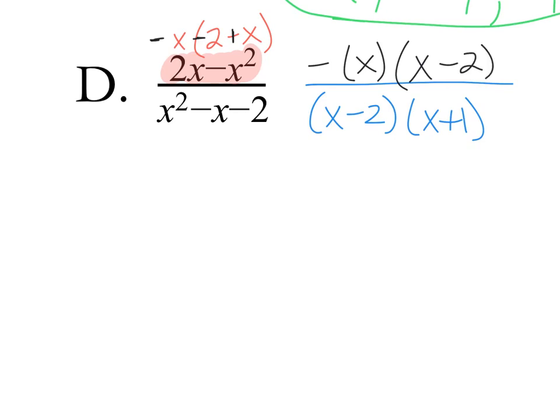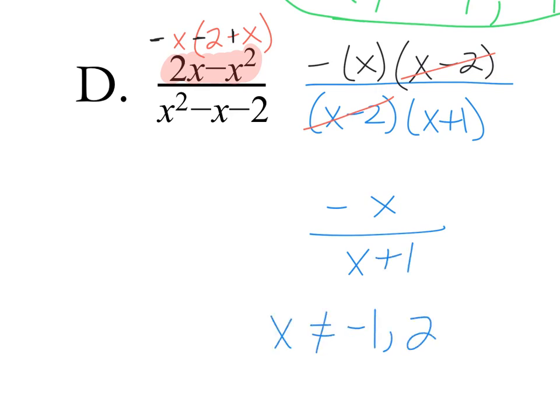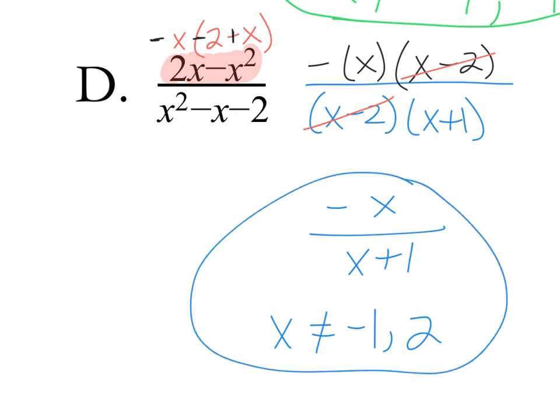Now I can get my red pen out, cancel my x minus 2's, and rewrite my final answer as negative x over x plus 1. x must not equal negative 1 or 2. I'll leave the Your Tries to you. You should work on those now.